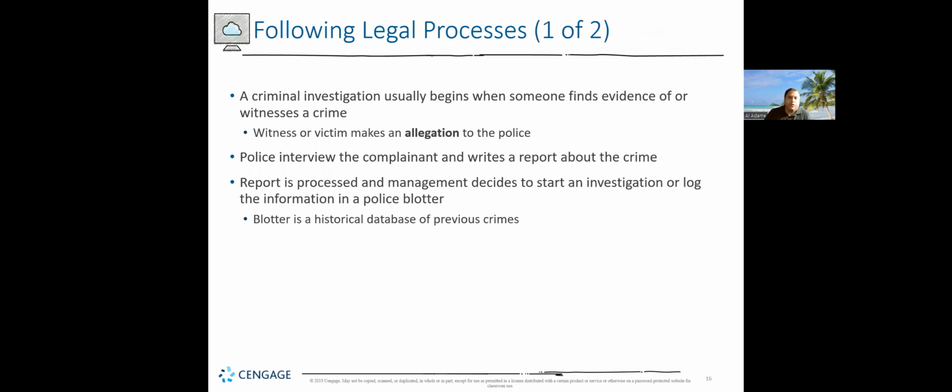So, legal process. Let's go. A criminal investigation usually begins when someone finds evidence of a crime or witnesses a crime. A witness or victim makes an allegation to the police. Police interview the complainant and write a report about the crime. The report is processed and management decides to start an investigation or log the information in the police blotter. A blotter is just a giant tracker of crimes and previous crimes in a big database. That's true. So let's go to the next slide.